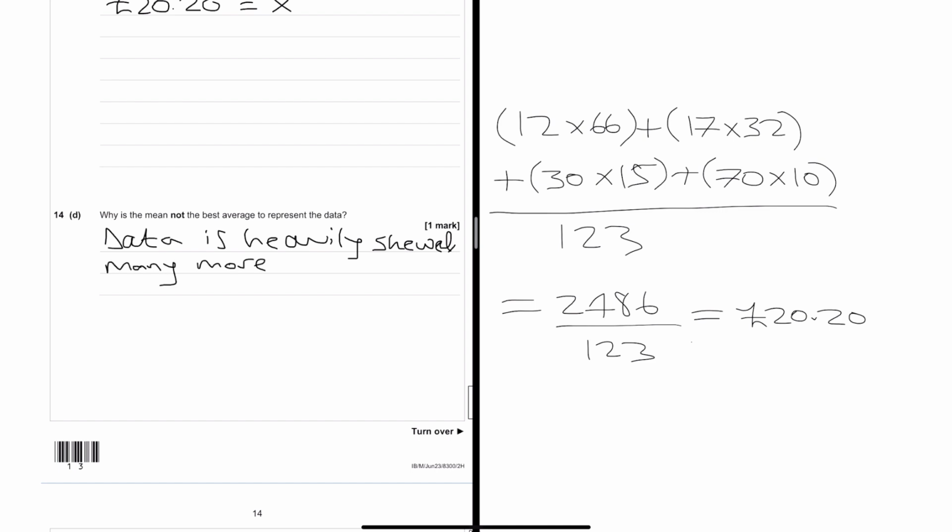So yeah, so many more employees below £20 an hour than above.